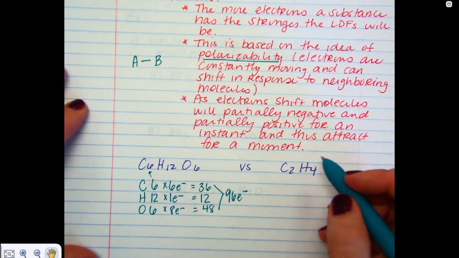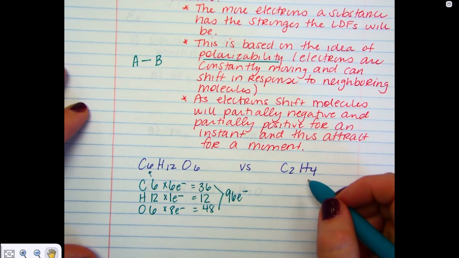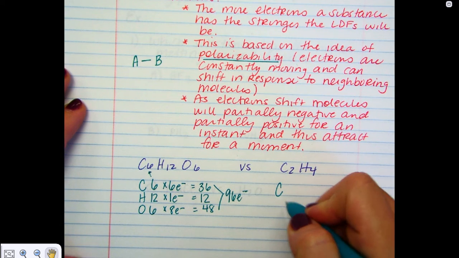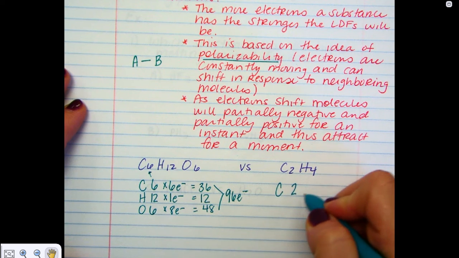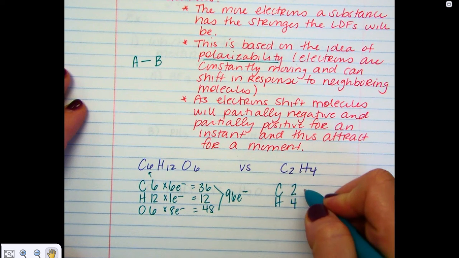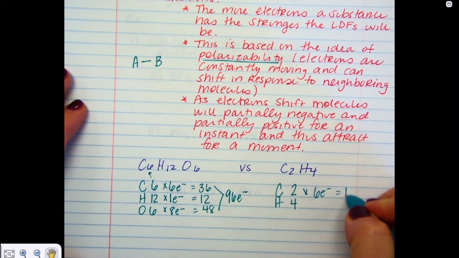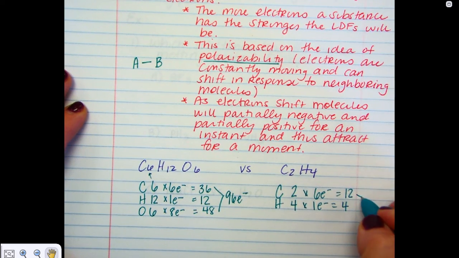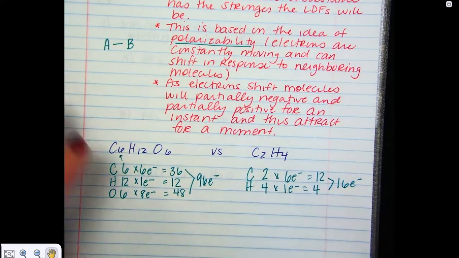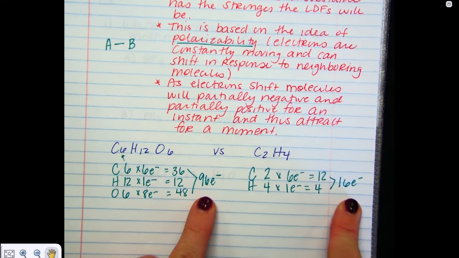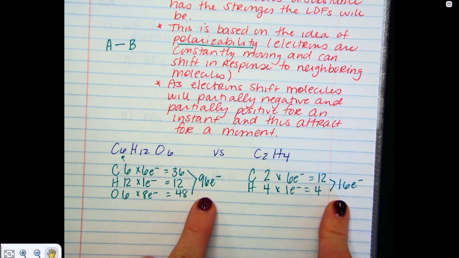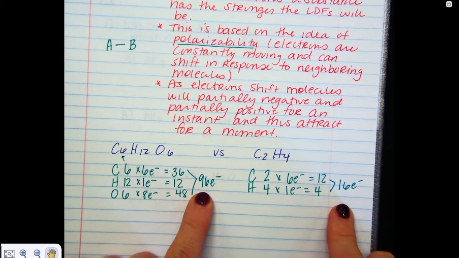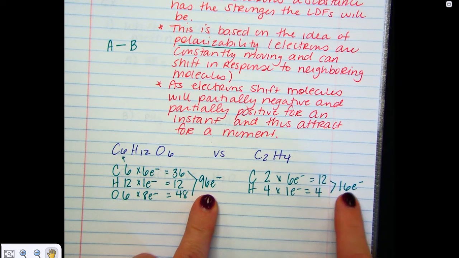So glucose has a total of 96 electrons. I'm going to compare that to C2H4, which if I'm remembering correctly is ethene. It might be ethane. I always get them confused. Carbon, 2. Hydrogen, 4. So carbon has 6 electrons, so that's 12. Hydrogen has 1 electron, so that's 4. And we're looking at a total of 16 electrons. So something with 96 electrons versus something with only 16 electrons, we're going to see a much higher London dispersion force from the 96 than we would from the 16.